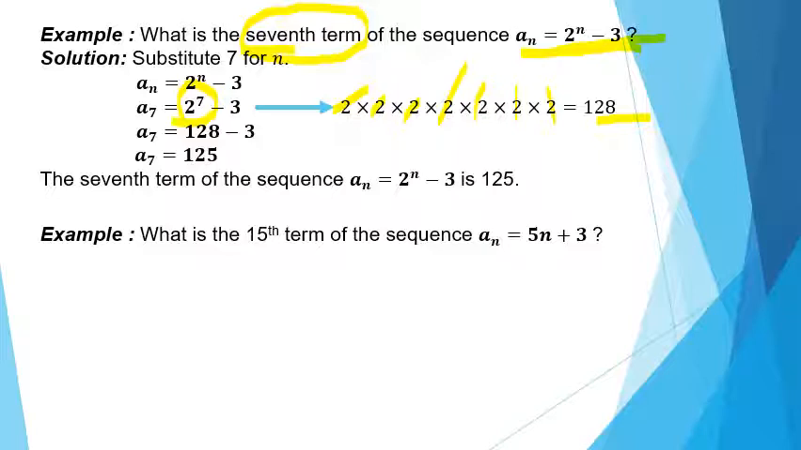Next example. What is the 15th, 15th ngayon ha, term of the sequence a sub n equals 5n plus 3? Ano ang gagawin? Of course, papalitan ang n ng 15.